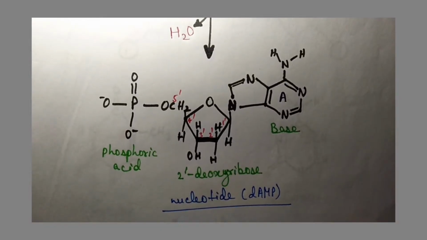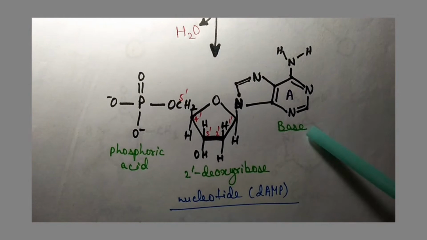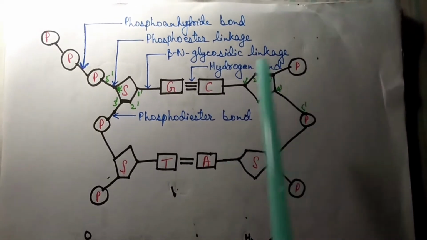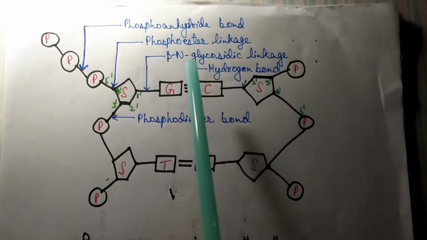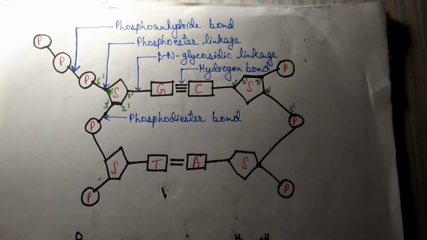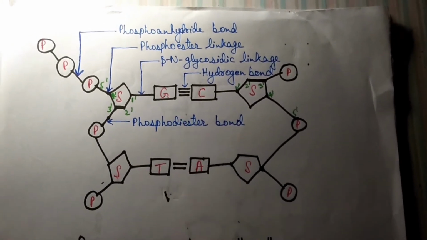A nucleotide consists of three important components: a nitrogenous base, a pentose sugar, and a phosphate group. The nitrogenous base is linked to the pentose sugar through a beta N-glycosidic linkage to form a nucleoside, through the first carbon of the sugar and the nitrogenous base.